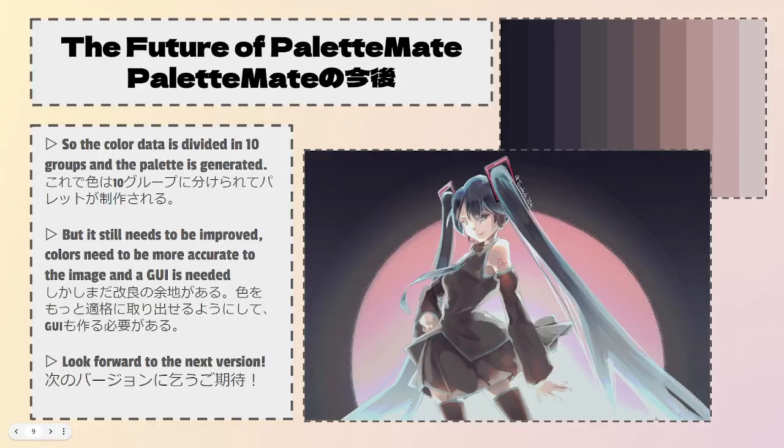Well, PaletteMate does its job for now, but there's still room for improvement. One thing that especially needs improvement is, as I said before, the accuracy of the colors. So for example, in this example, it didn't get the vivid pink in the background right, but the vibe of the image is mostly correct. But it's not 100% accurate, so I need to work on it to make a better algorithm.